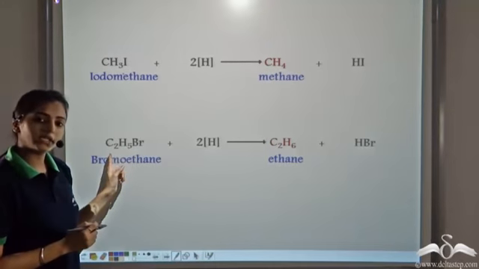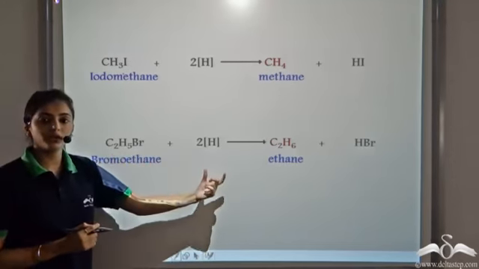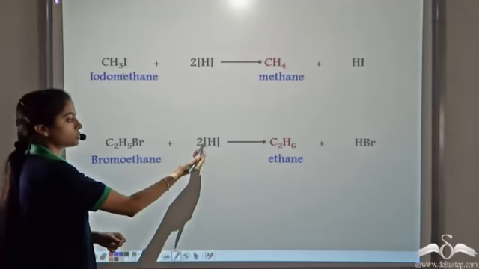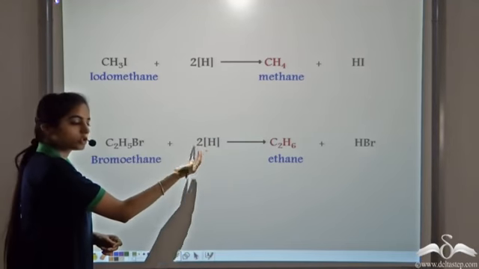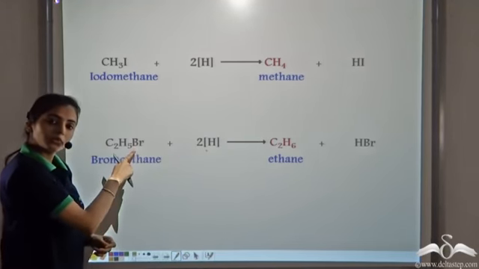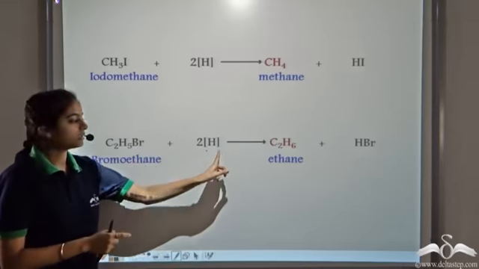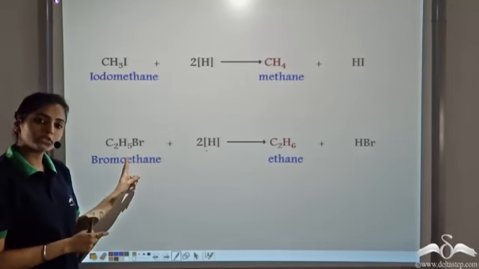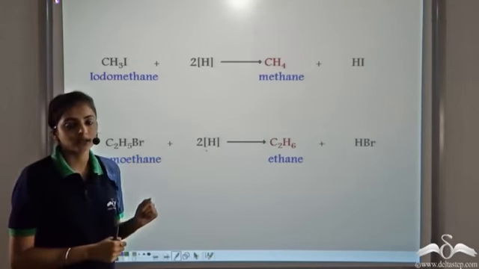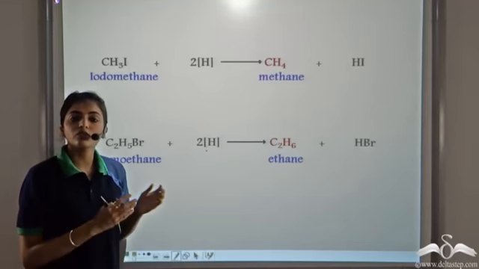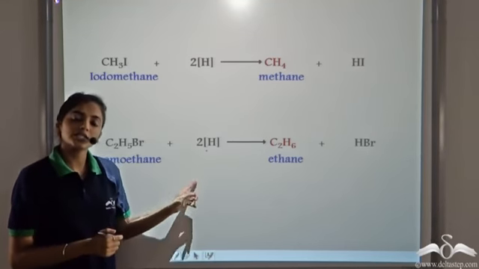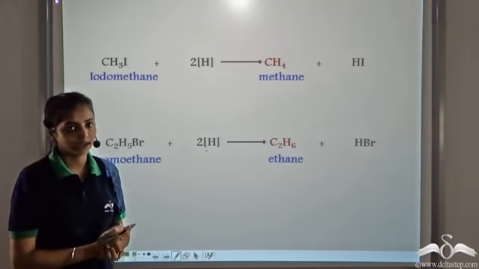Similarly, if we take C2H5Br, we make it react with nascent hydrogen. So again we have two atoms of nascent hydrogen. One atom goes with Br to form HBr and the other atom goes with C2H5 to form the gas C2H6. So nascent hydrogen is a very reactive species. This can also be used to form the different alkanes.